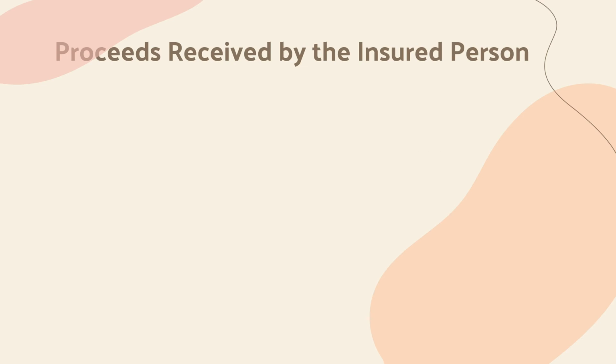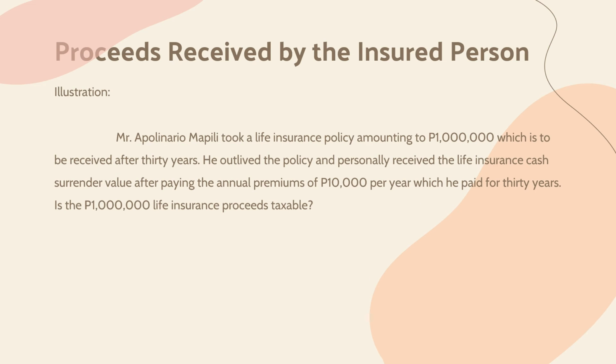So let us look at this illustration. Mr. Apolinario Mapili took a life insurance policy amounting to 1 million pesos, which is to be received after 30 years. He outlived the policy and personally received the life insurance cash surrender value after paying the annual premiums of 10,000 pesos per year, which he paid for 30 years. Is the 1 million pesos life insurance proceeds taxable?